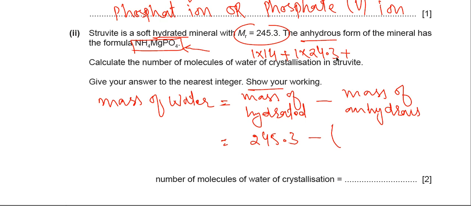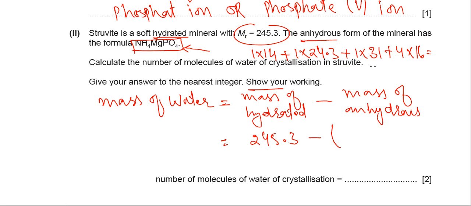So one times 24.3, which is the atomic mass of magnesium. Now we have one phosphorus. The atomic mass of phosphorus is 31, plus we have 4 oxygen atoms, and the atomic mass of oxygen is 16. So let me calculate the value here: 14 plus 24.3 plus 31 plus 4 times 16.